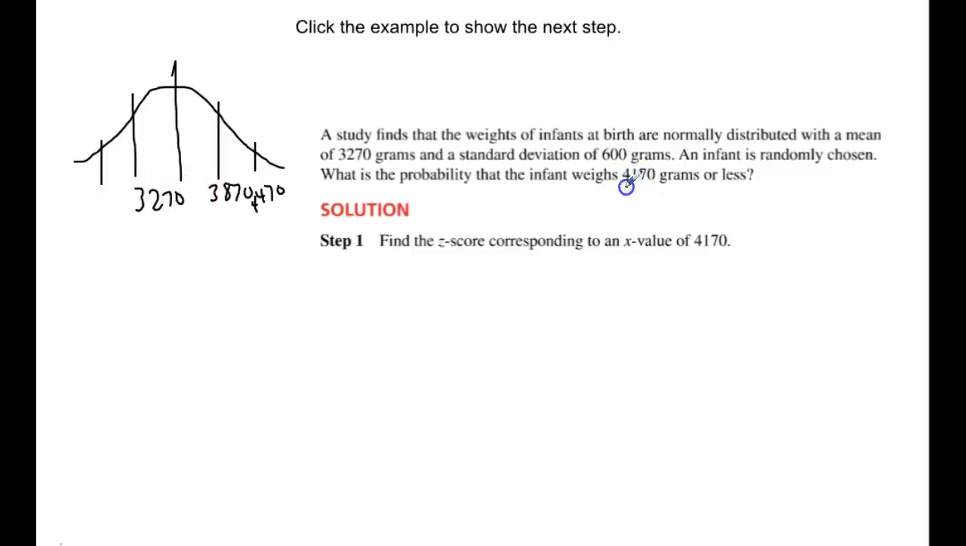So I see that I'm looking for 4170, so that's going to fall somewhere in here, right? Or less, so anything over here. So I know I'm looking for a pretty large probability. It's going to be greater than 0.5. And I just get this in my brain so I know that I'm on the right track when I'm doing my calculations. So first I want to find my z-score.